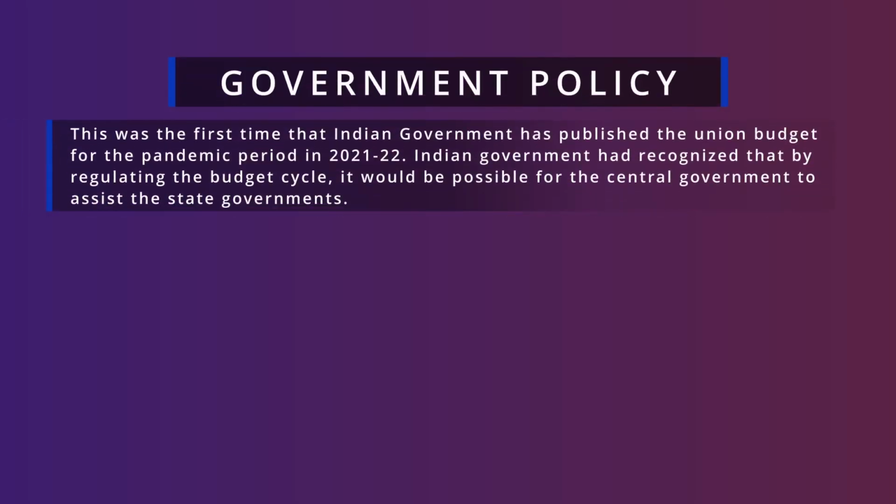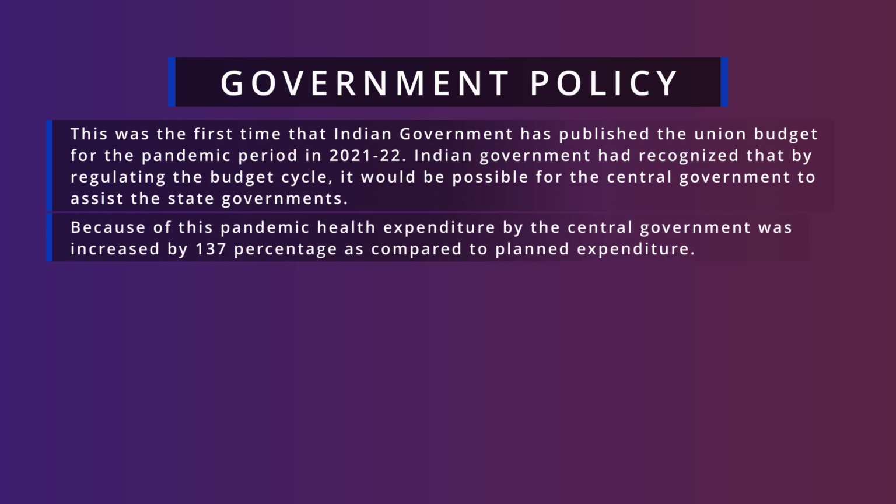Now, after discussing all those problems, the next question is, what is the government policy to solve those problems? First of all, I must say that for 2021-22, this is the first time the government has announced a pandemic budget, because the government was thinking that by announcing the pandemic budget, by changing the time of the budget announcement, they may help the state governments in their struggle to fight against the pandemic. At the same time, the expenditure for the health sector has increased significantly, by more than 100%.